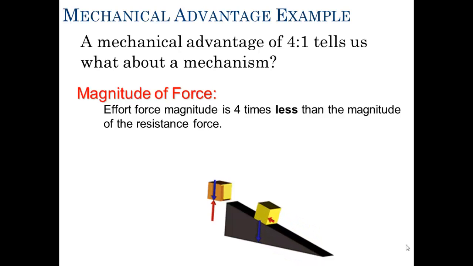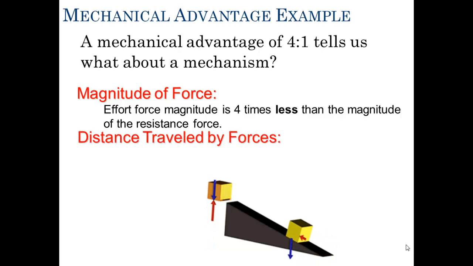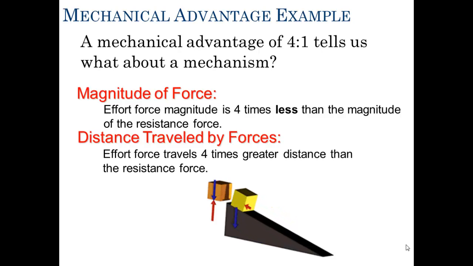So if you had a 100-pound box you needed to lift, you would only have to supply 25 pounds of force if you had a mechanical advantage of 4. It also tells us something about the distance. It tells us that the effort force travels a distance that's 4 times greater. So if you're looking at the inclined plane, while you might have to lift it up 1 meter straight up, the actual distance of the effort force, so the length of that ramp, would have to be 4 times greater. So 4 times 1 meter, it'd have to be 4 meters long. All right? So it tells us a couple of things.